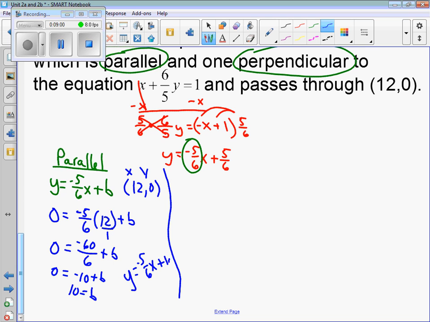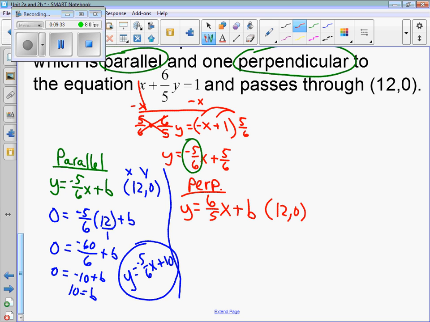For perpendicular, it's the same steps, but we're going to use a different slope. We're going to use the slope 6/5. So that's the reciprocal of 5/6, which is 6/5, and change the sign. So if it's negative, make it positive. And again, we don't know the y-intercept to make it go through the point (12, 0). So what you're going to do is use the point (12, 0) as x, y.